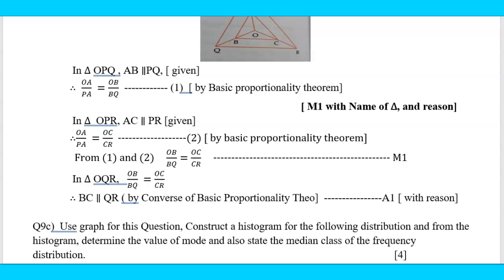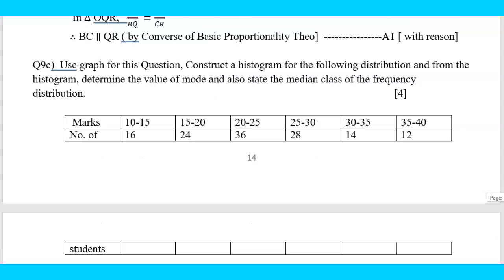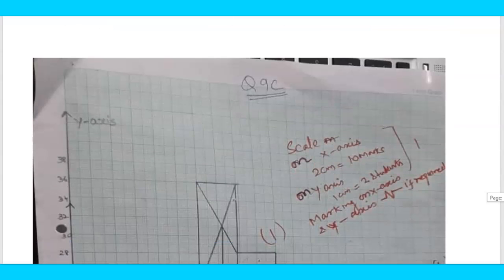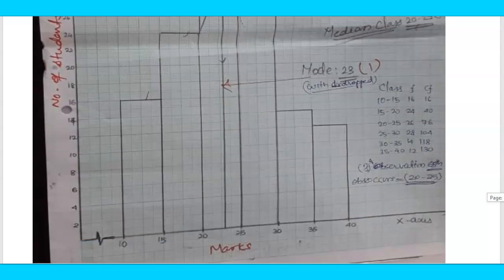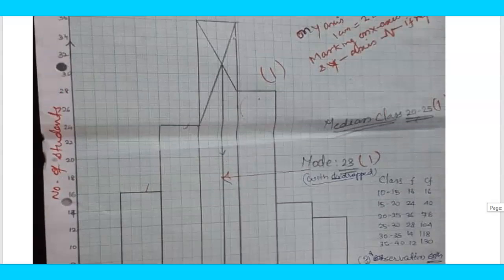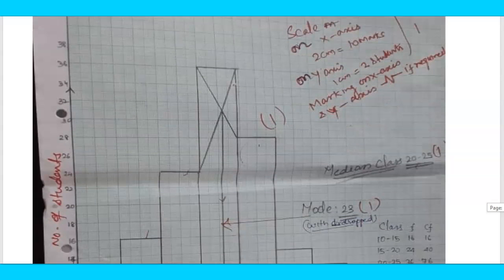Now question 9C, construct a histogram. See the marking scheme like this. First of all, you have to take a proper scale, and you have to write marks and number of students, and you have to write the scale. If the scale is not written, you will not get marks. The scale as well as the axes should be marked. This is the number of students, this is the mark.